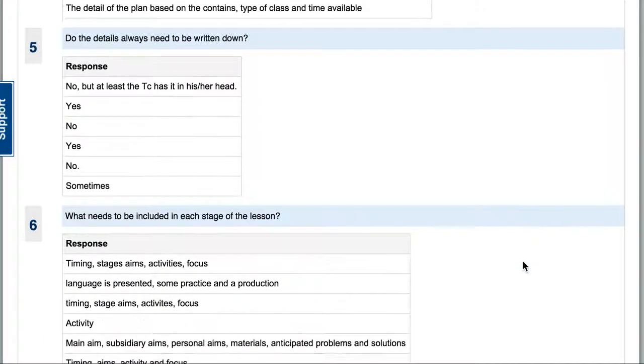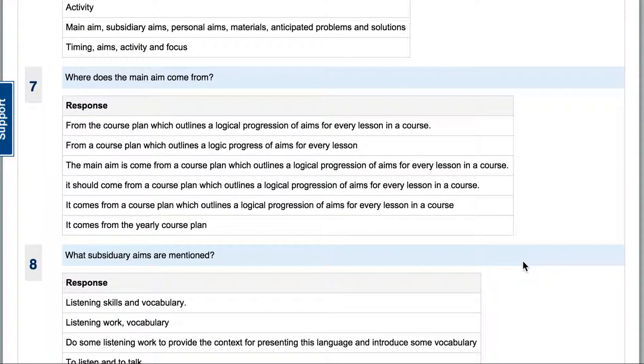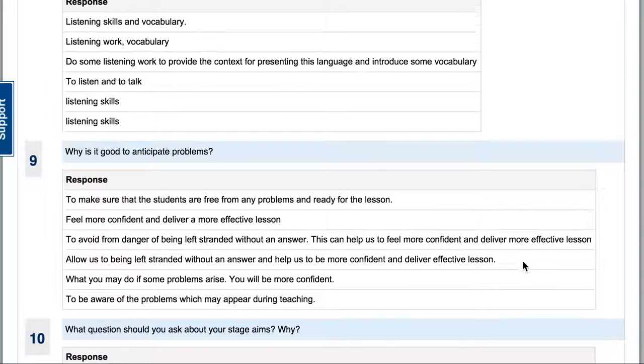Let's just go down to question number 7. Where does the main aim come from? Well, of course, it's from the syllabus or the course plan, and you've got it all here in your answers. Question 9 I thought was quite interesting.